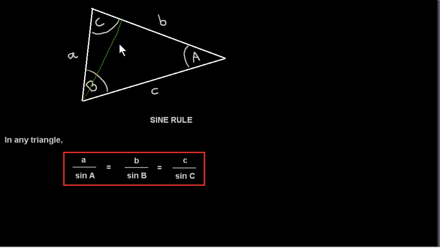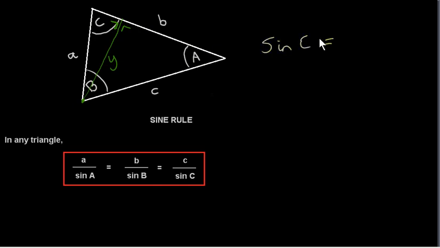Now, I won't call this one small h, because it's going to have a different length from the previous perpendicular. So I'll just call this one y. So I've dropped the perpendicular from this point down to this side of the triangle. So we have two right angle triangles formed, and we can look at the sine of C and the sine of A.